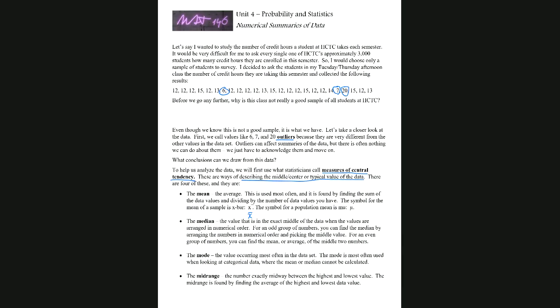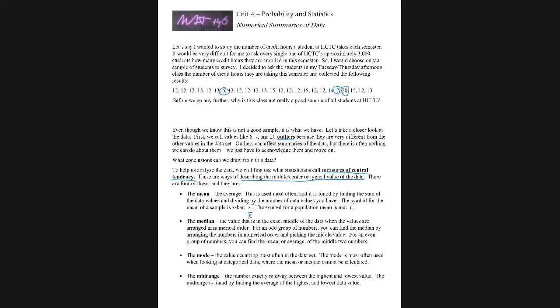The median is the value that is in the exact middle of the data when the values are arranged in numerical order. So it's another way of describing the middle. For an odd group of numbers, you can find the median by arranging the numbers in numerical order and picking the middle number. For an even group of numbers, you can find the mean or average of the middle two numbers.